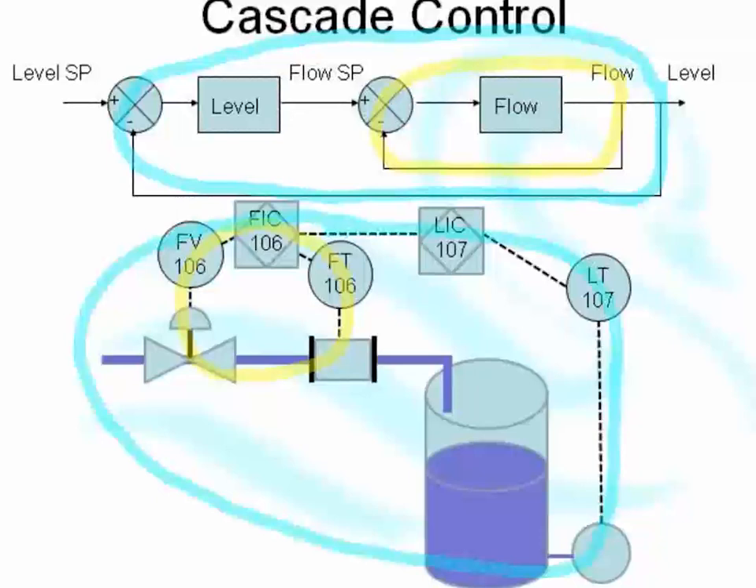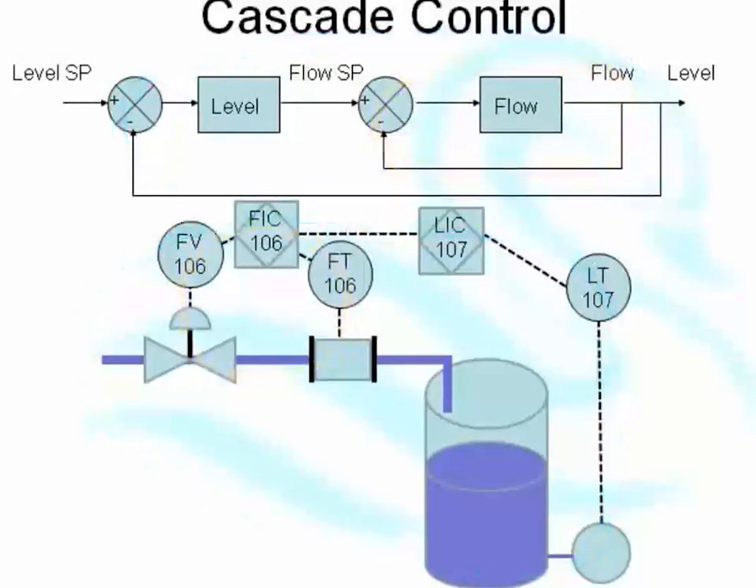So with this, what's happening is that the level transmitter goes to the level indicator controller, but the level indicator controller does not output directly to the valve. Instead of outputting directly to the valve, it outputs to the flow set point. Oh, I forgot to mention, level loops are very slow. So the level controller now outputs to the flow set point. So that's the flow set point there.